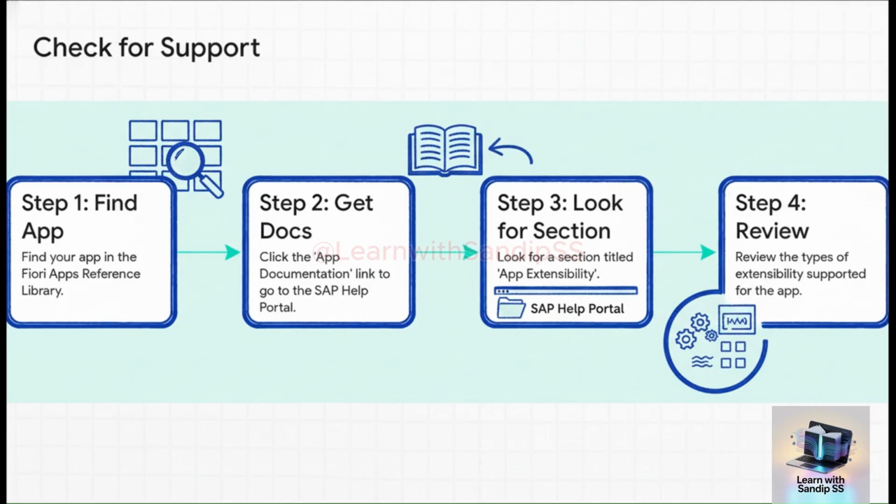And thankfully, that check is super simple. All you do is find your app in the Fiori apps reference library, click on its documentation, and just look for a section called App Extensibility. If you see that section, you're golden. It'll even spell out exactly what kinds of changes you can make.